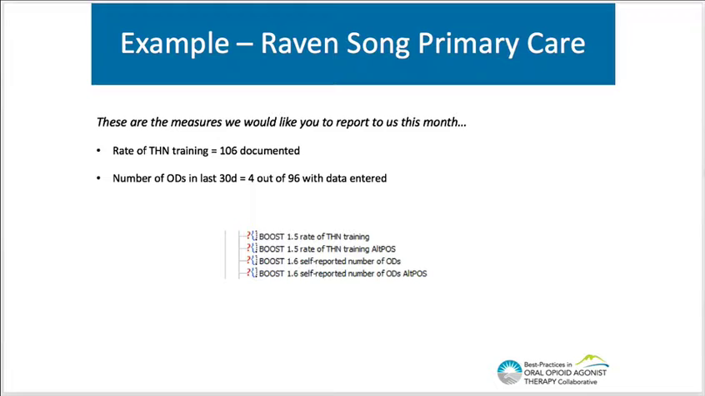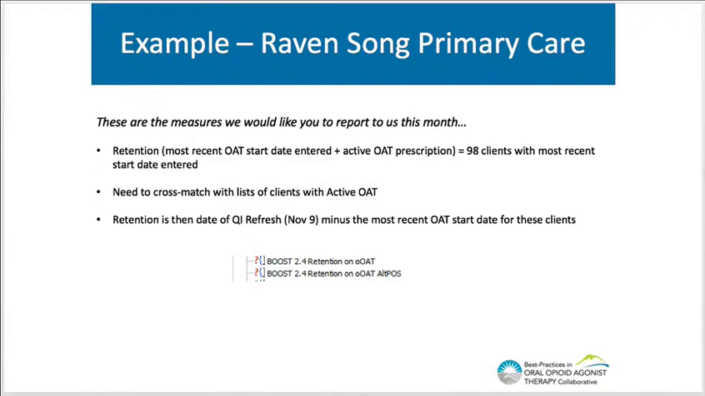Okay, next we can look at the rate of THN training. If you run this query, 1.5 rate of THN training, if you're an alt POS, make sure to use that query. You can see from the results when you export to Excel that we've had 106 documented with THN training. Similarly, we can run the number of ODs query, and we see that at Ravensong, 4 out of the 96 with data entered had ODs in the last month.